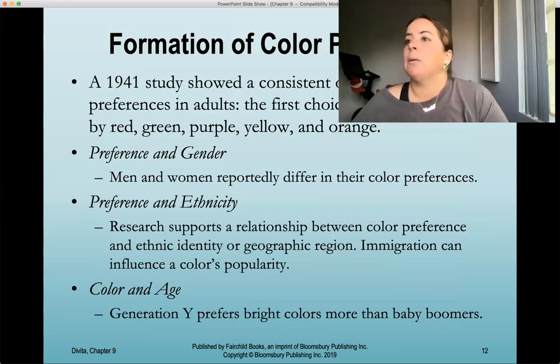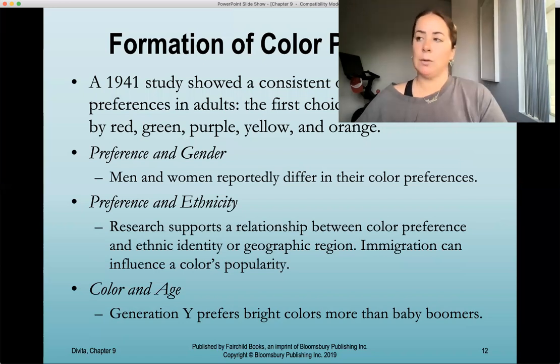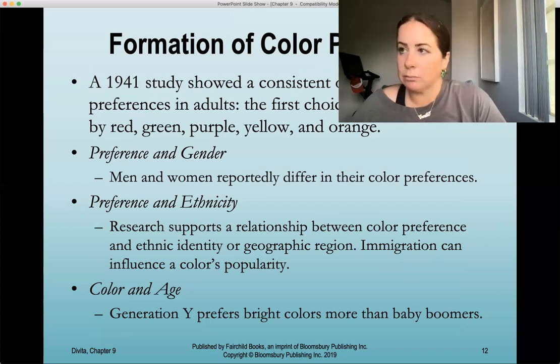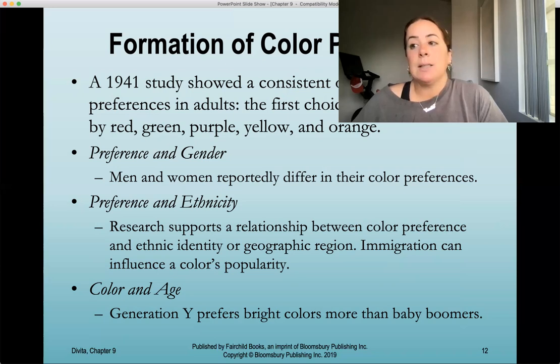The formation of color preference. In 1941, a study showed a consistent order of color preferences in adults. Okay, the first choice was blue, followed by red, green, purple, yellow, and orange. Preference in gender, men and women reportedly differ in their color preferences. Preference in ethnicity. Okay, researchers support a relationship between color preference and ethnic identity or geographic region.